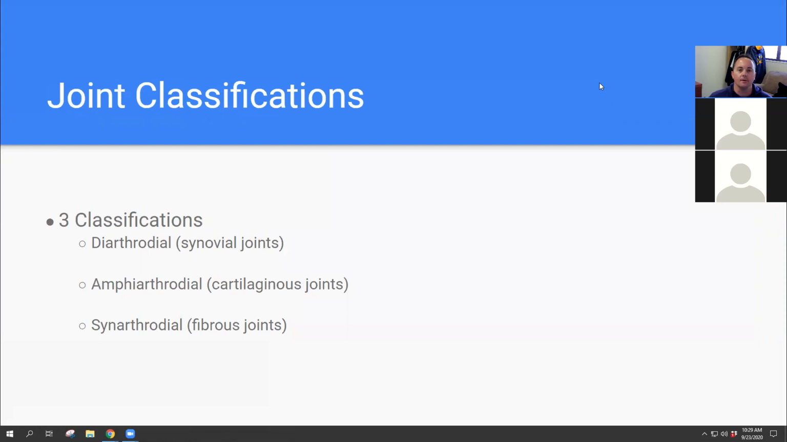Today we're going to be talking about the types of joints. Okay. This is where you need to take notes because this is going to be helpful for you for your assignment after the lecture. Okay. What I would do is I would not write this down yet. We're going to have one slide per type of joint, okay? So the 3 types of joints in the body are diarthrodial, amphiarthrodial, and synarthrodial, okay? They are also sometimes called synovial joints, cartilaginous joints, or fibrous joints, okay?